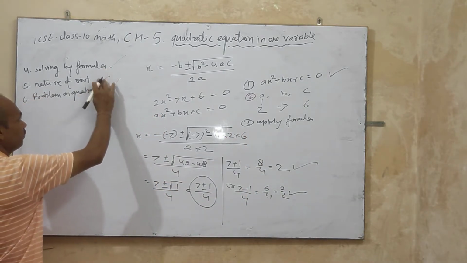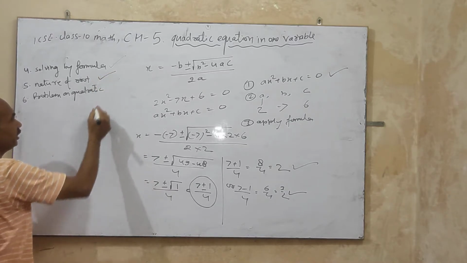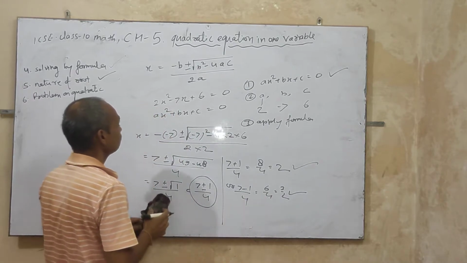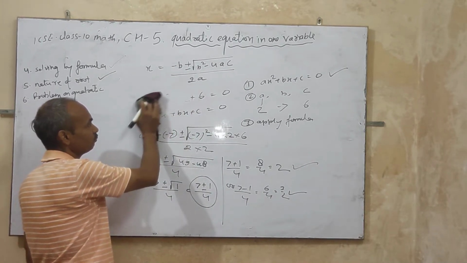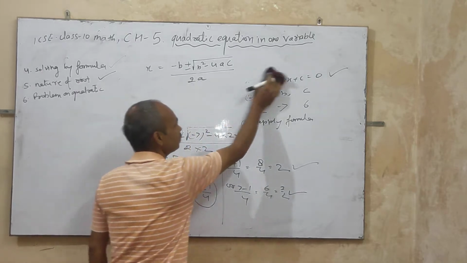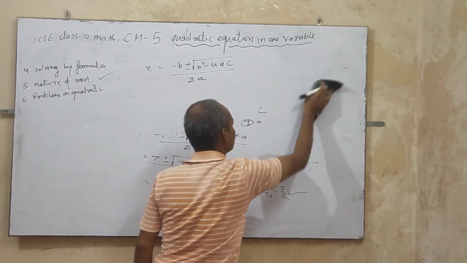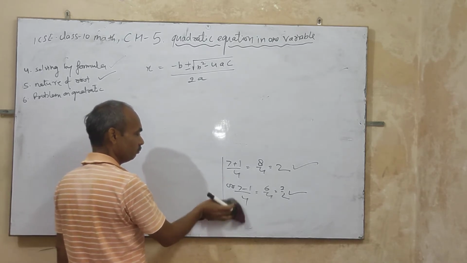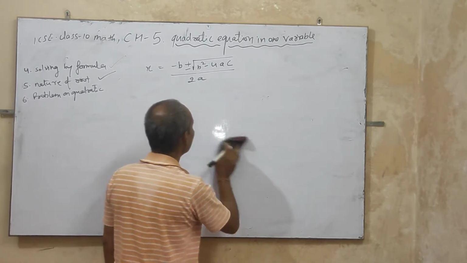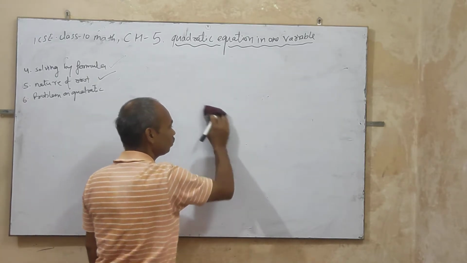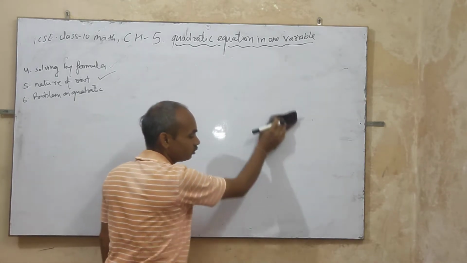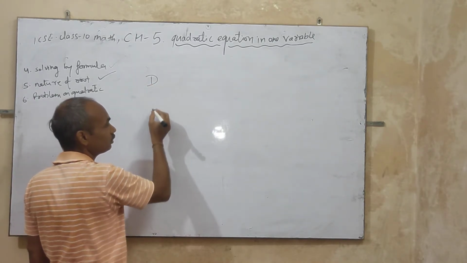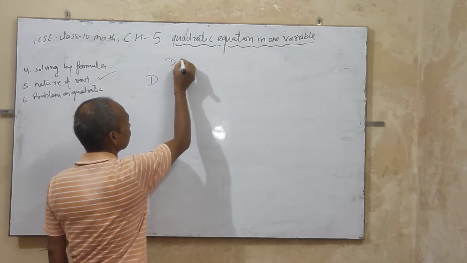Now we will discuss the fifth point, nature of root. How can we get the nature of the quadratic equation's roots without solving? To guess the nature of the solution without solving, without the formula or factorization, you can apply a simple formula known as the discriminant. D is equal to the discriminant.